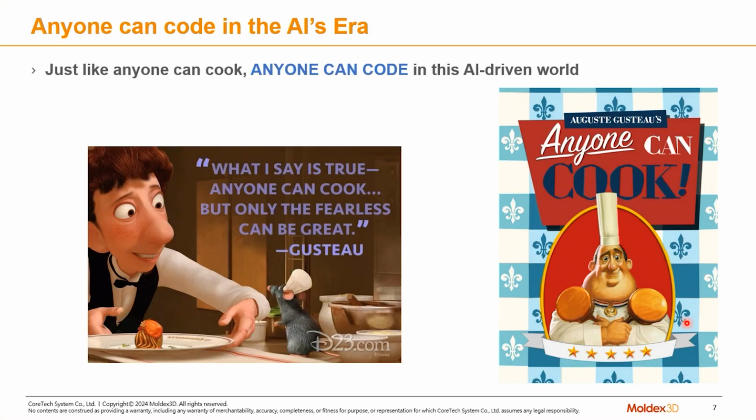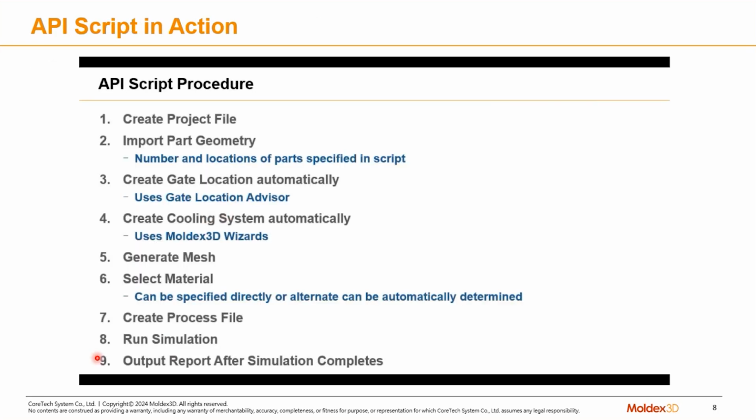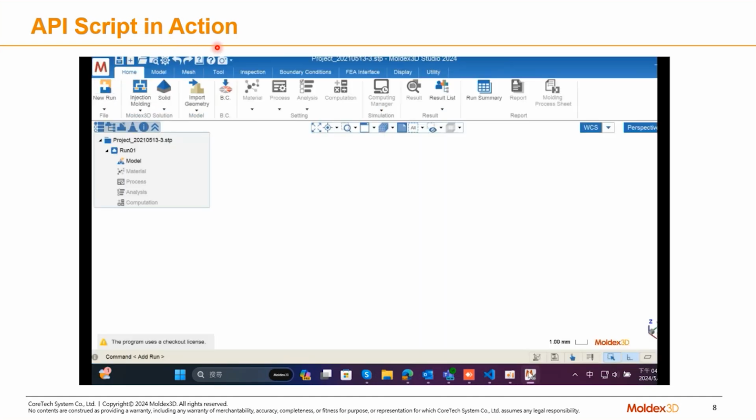However, a lot of people are hesitant to use the API. One of the reasons is you will need to do the coding. And this is just giving you an example. Currently, due to ChatGPT or Google Gemini, actually everyone is able to do the coding now. Through this coding, you could drive Studio API to do whatever you want to do inside Moldex3D Studio. So this is just to give you an example of how we are able to use an API script inside Studio.